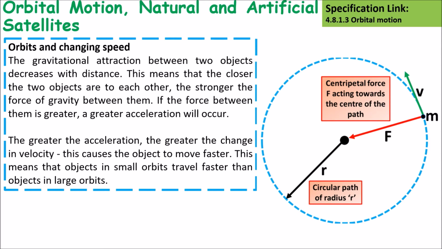The gravitational attraction between two objects decreases with distance. This means that the closer two objects are to each other, the stronger the force of gravity between them will be. If the force between them is greater, then the greater the acceleration will be. The greater the acceleration, the greater the change in velocity. This causes the object to move faster. This means that objects in small orbits travel faster than objects in large orbits.